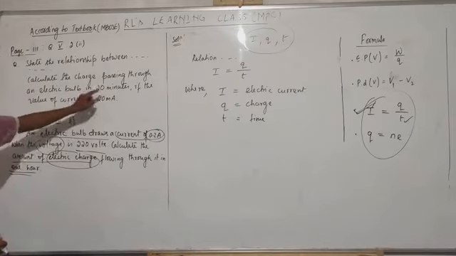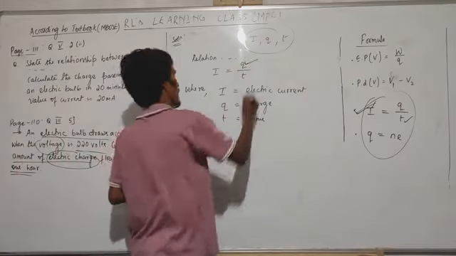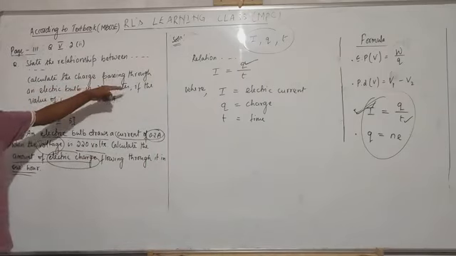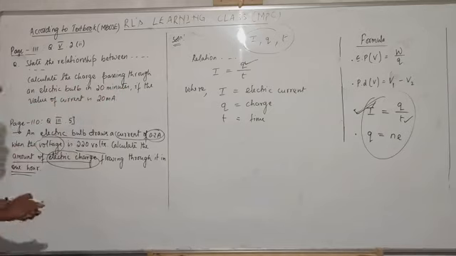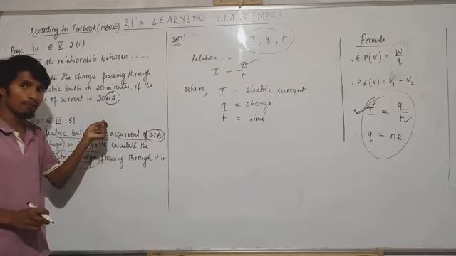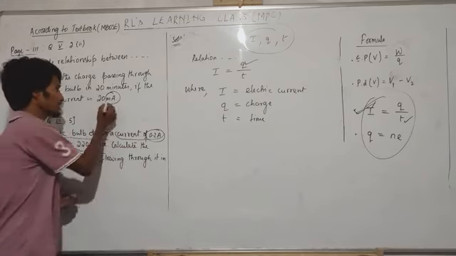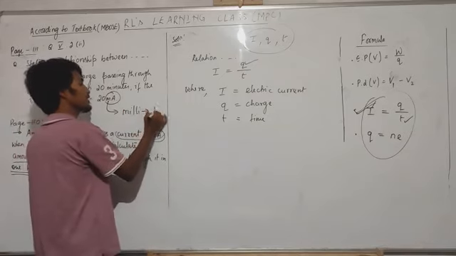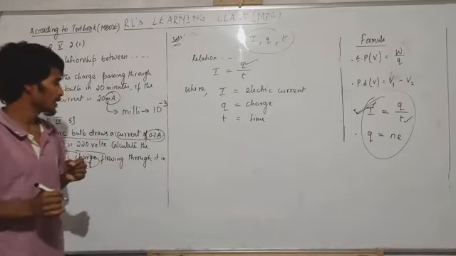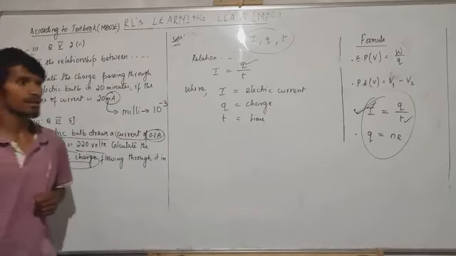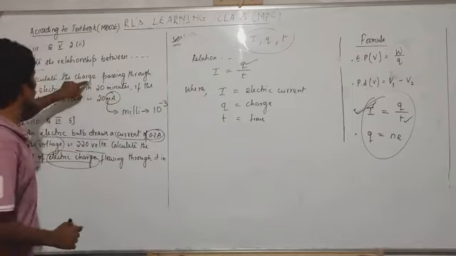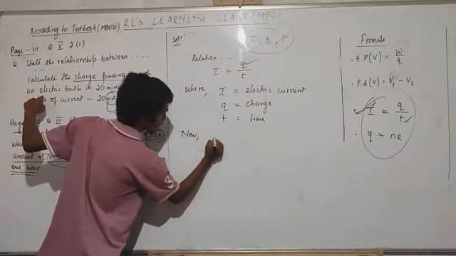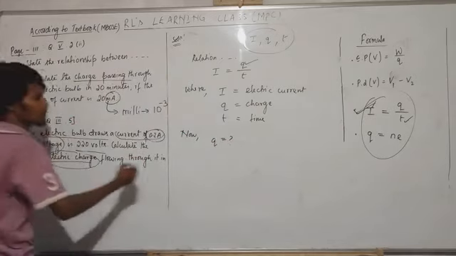Calculate the charge passing through an electric bulb. We need to find Q again, like the last question. Calculate the charge passing through an electric bulb in 20 minutes, if the value of current is 20 mA, small m, capital A, 20 milliampere. This M stands for milli. Remember, milli is always 10 to the power minus 3. Okay, now use this formula to find this. Otherwise, what is given? Charge passing through, we need to find. Q is equal to question mark according to this question, because we need to find the charge.